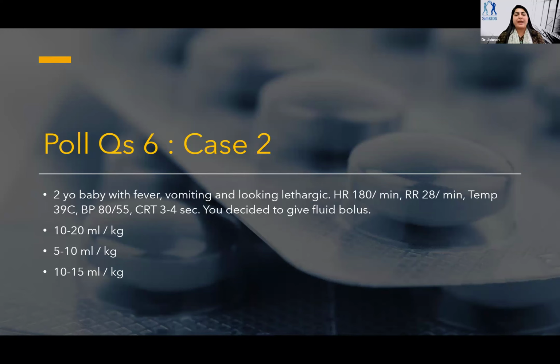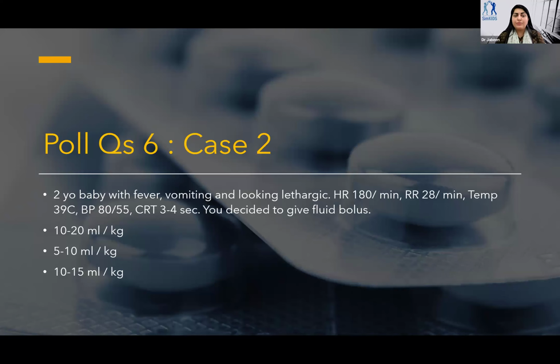You have a 2-year-old baby with fever, vomiting, looking lethargic. Heart rate is 180 per minute. Respiratory rate is 28 per minute. Temperature 39 and blood pressure is 80 by 55. Remember our formula that we talked about last? 70 plus age times 2 is the minimum blood pressure that you need for a patient to be called compensated versus decompensated shock. So you can measure whether the blood pressure is in the compensated range or decompensated range.